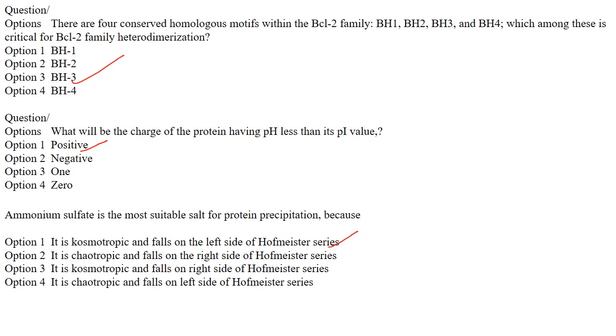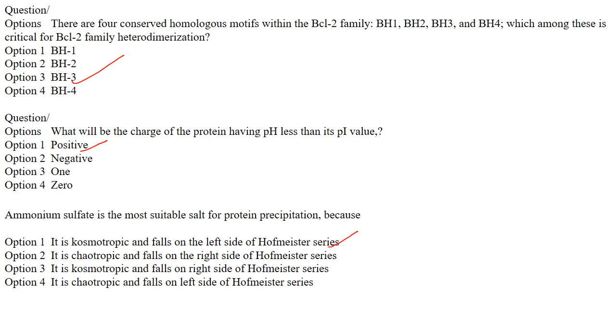There are 4 conserved homologous motifs within the BCl2 family, BH1, BH2, BH3, BH4. Which among these is critical for BCl2 family heterodimerization? So it is BH3. What is the charge of the protein having pH less than its Pi value?